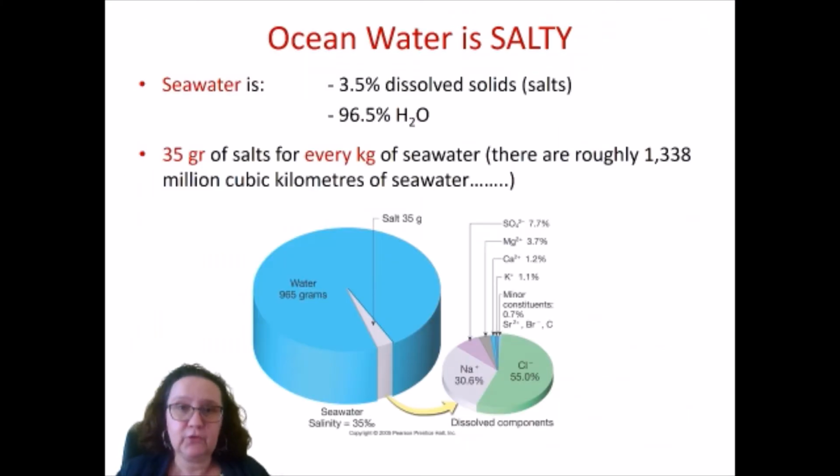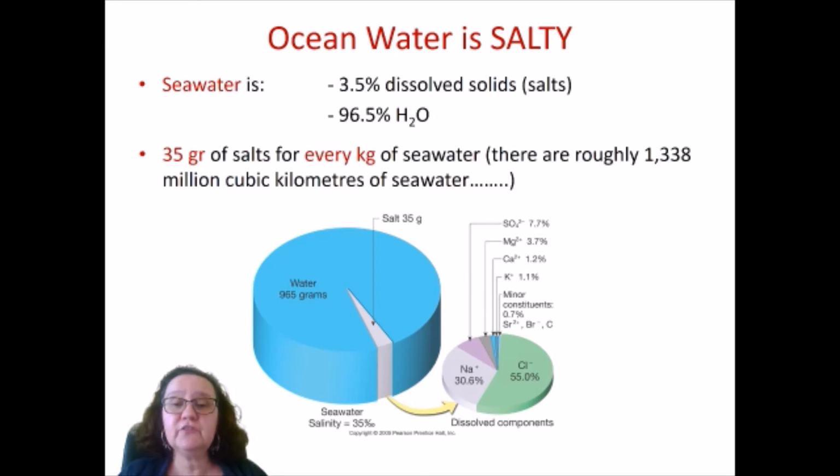Ocean water is salty. 3.5% dissolved solids, 3.5% of salts. That means in 100 grams of water, 3.5 grams will be salts, and the rest water. If you think of 1 kilo of seawater, around 35 grams of that kilo will be assorted ions, salts, and the rest, 965 grams, give or take, will be water, H2O.